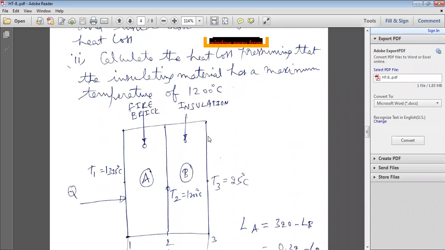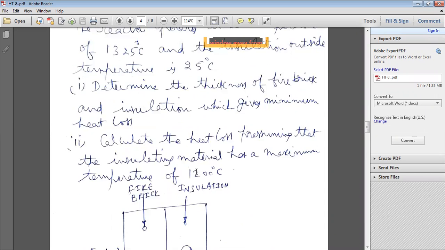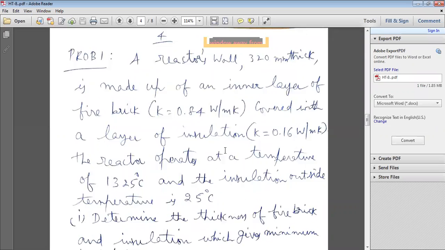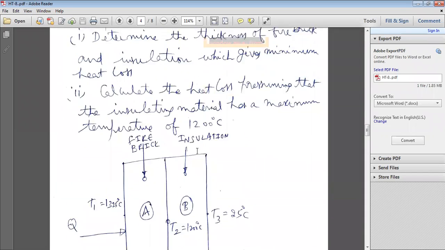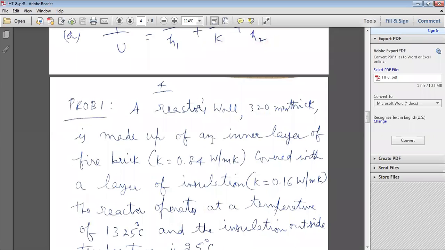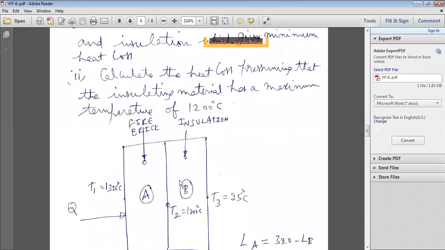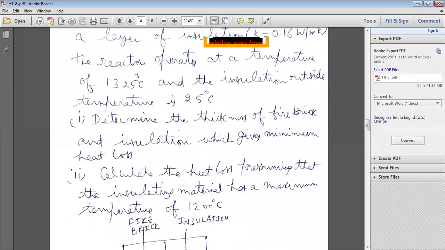So now, heat transfer analysis for a composite wall. This composite wall consists of two materials, material A and material B. A reactor wall consists of two materials. Material A is the inner layer of fire brick, covered with a layer of insulation. Material B is the insulating material. So fire brick material and insulating material.